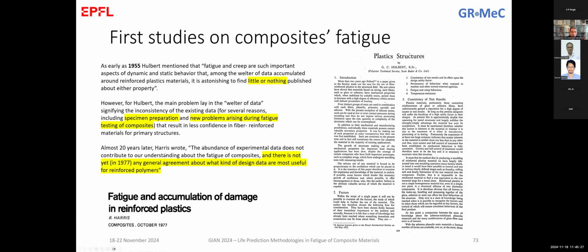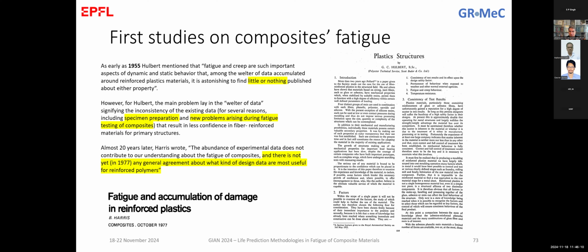So remember, in 1950, we have a lot of experimental investigations. And in the 1970s, we know that we already have so much data, but we don't know how to use this data. And this is what comes from the publication of Harris in 1977. And this introduces the main issue that we still have today. We have a lot of data, and we are doing investigations for specific material systems with specific objectives for a specific application.